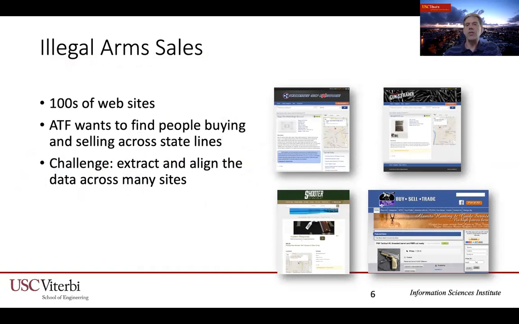And so the challenge is, how do you actually locate this information when it's spread across hundreds of different websites and new websites becoming available? So the big challenge here is being able to automatically extract the data from these different sites and being able to align them across the sites. And so I'll talk about some of the initial work that we've done on this topic to address this problem.